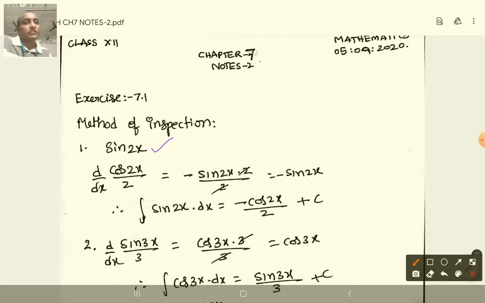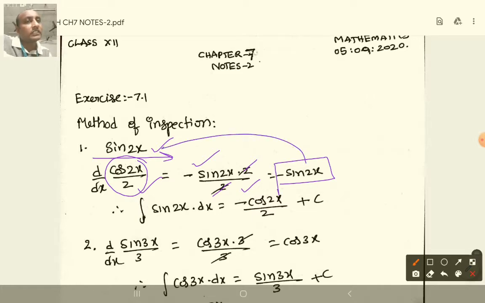using the method of inspection? We know very well that sin is the derivative of cos. So just take cos 2x by 2, or cos 2x, no problem. Then the derivative of cos 2x by 2 is minus sin 2x into 2 divided by 2. The 2 and 2 get cancelled, minus sin 2x. But we need the integration of sin 2x, that means the antiderivative. That means integration of sin 2x dx is equal to minus cos 2x by 2 plus c. That is the method of inspection. Method of inspection means we use the derivatives concept, right?